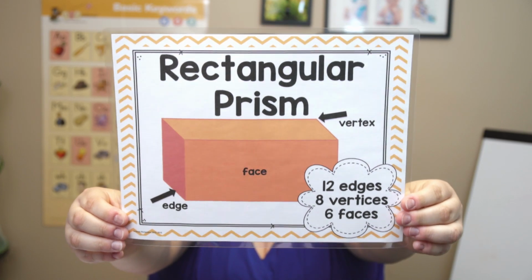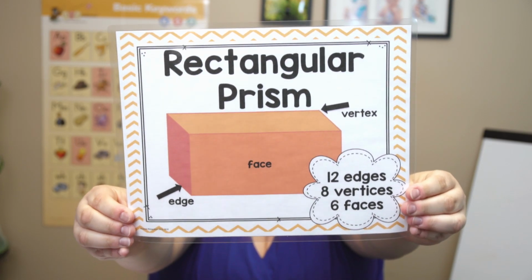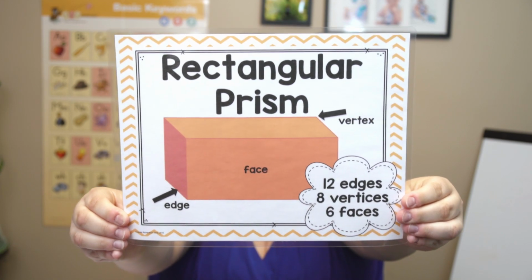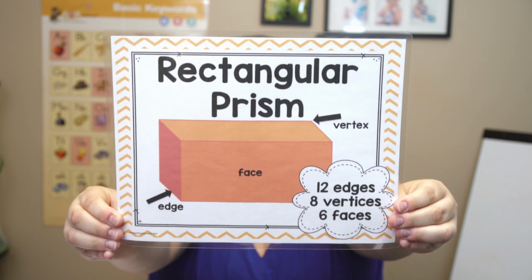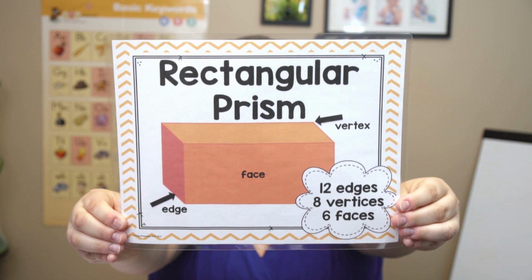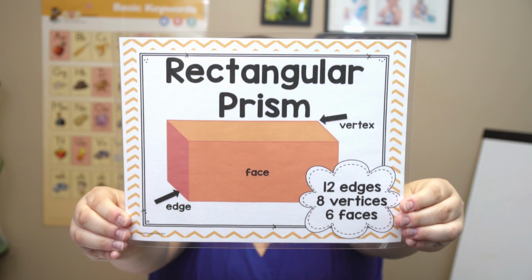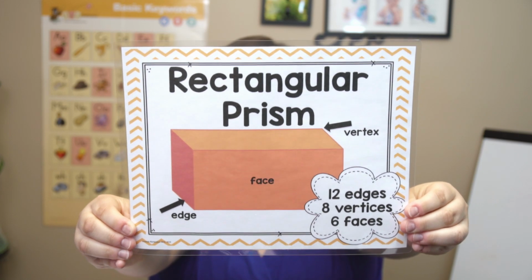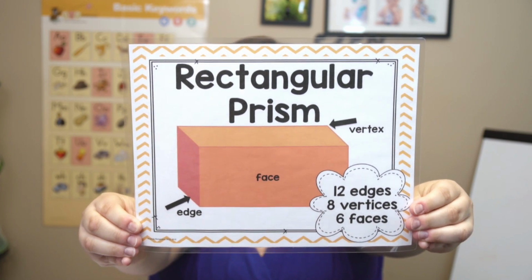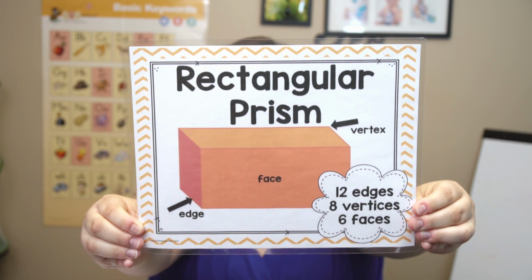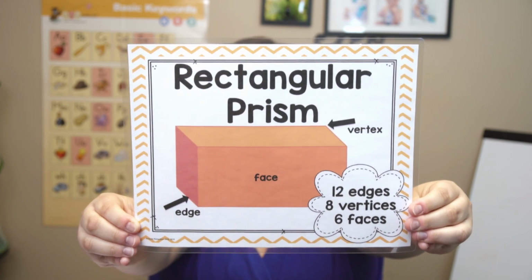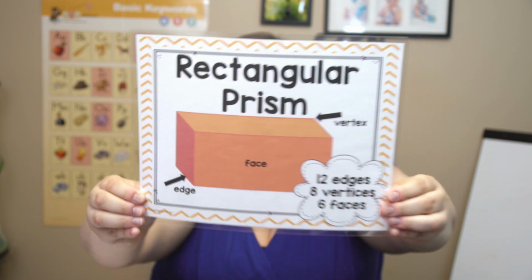Rectangular prism. It has 12 edges. It has 8 vertices. That means corners. And it has 6 faces. It has 2 square faces, and it has 4 rectangle faces. It has 6 faces all together. 2 plus 4 equals 6. Great job, my friends. You guys are getting so smart with your 3-dimensional shapes.